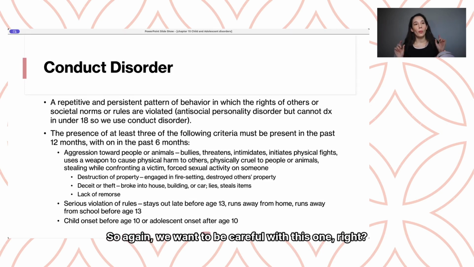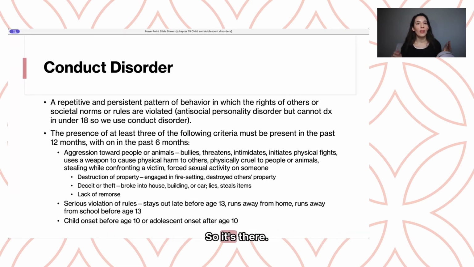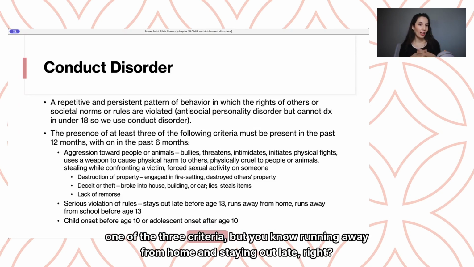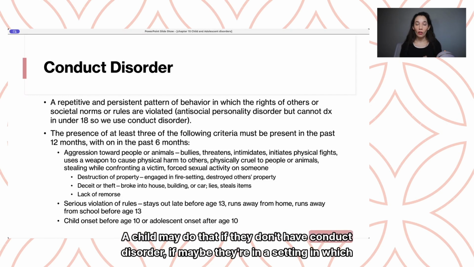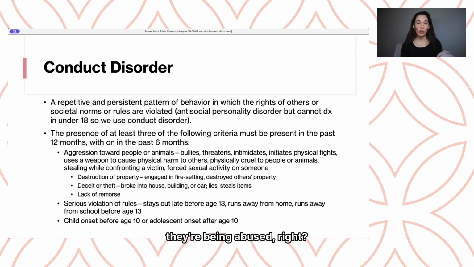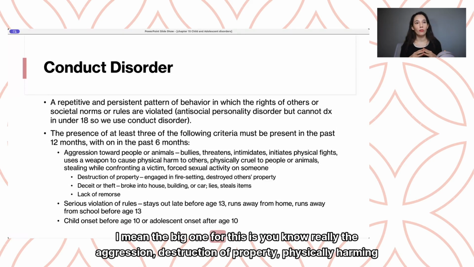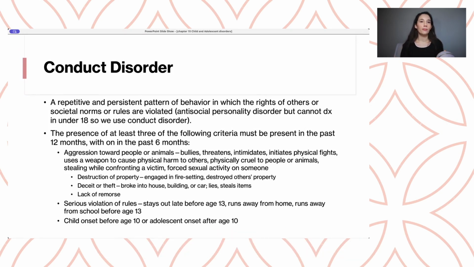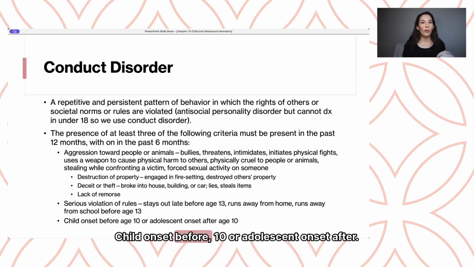So again, we want to be careful with this one, right? It can be one of the 3 criteria, but running away from home and staying out late, right? A child may do that if they don't have conduct disorder, if maybe they're in a setting in which they're being abused, right? So keep that in mind too. I mean, the big one for this is really the aggression, destruction of property, physically harming others, child onset before 10 or adolescent onset after.